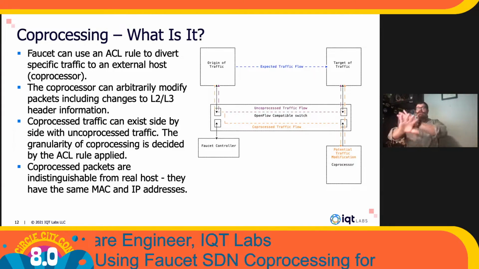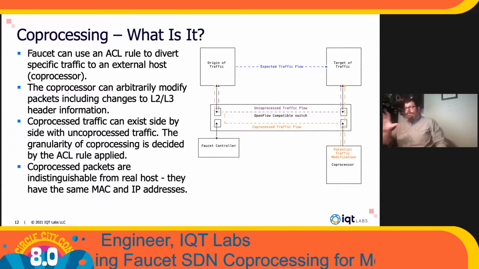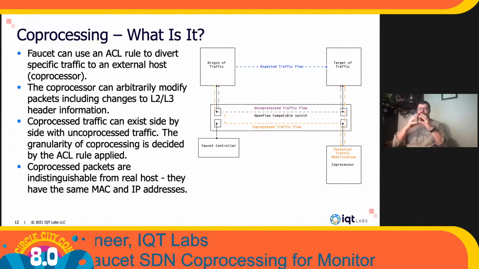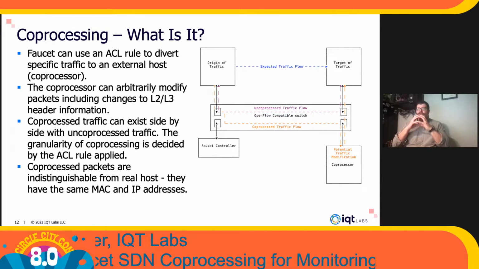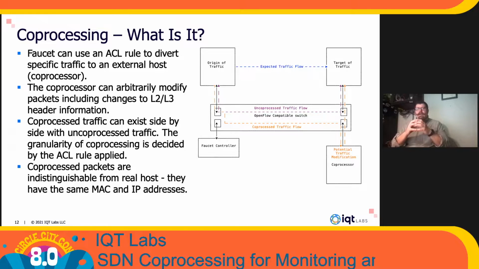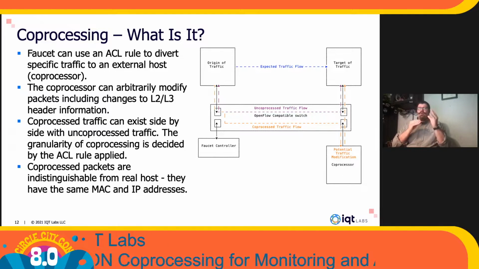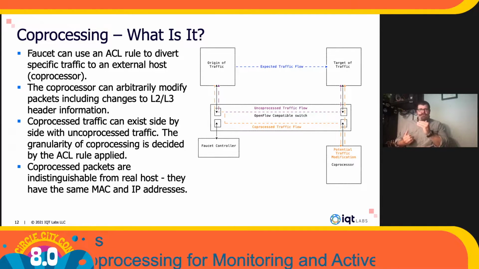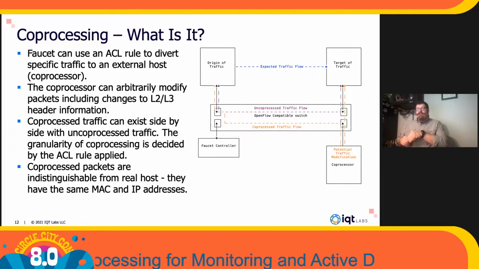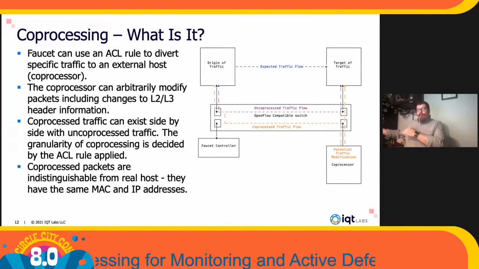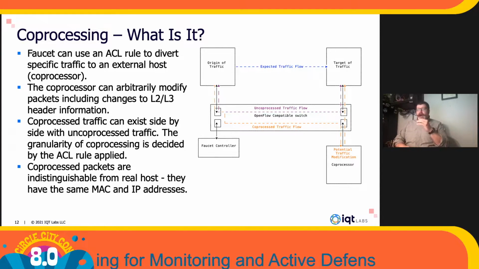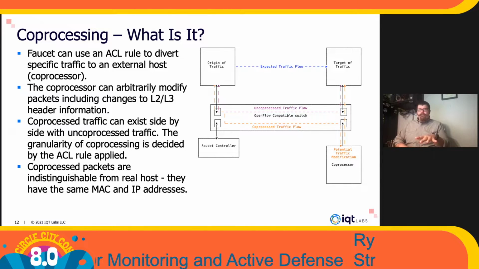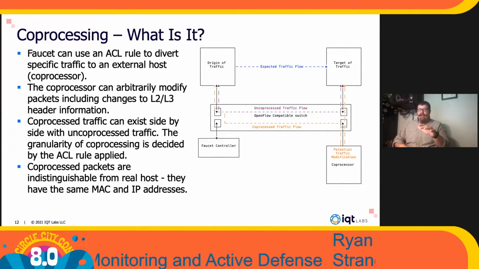So coprocessing. We're getting into the meat of what's going on here. And coprocessing, as far as I know, is a technique that's unique to the Faucet controller. But what it lets you do is use an ACL to say, I want to pull traffic out of the general traffic stream, and I want to pass it off to this external entity to be processed. Okay. The coprocessor can do whatever it would like with that traffic. It is responsible for that traffic.